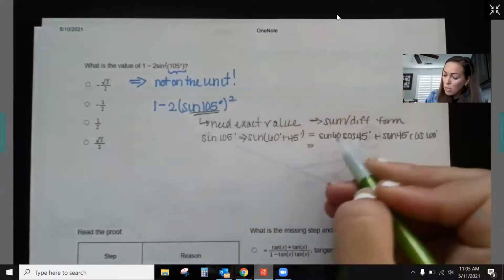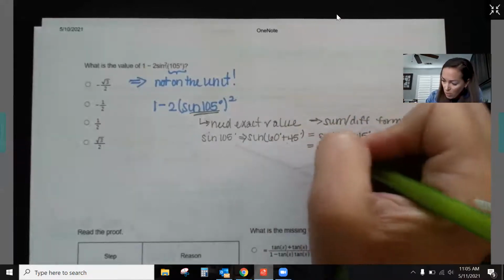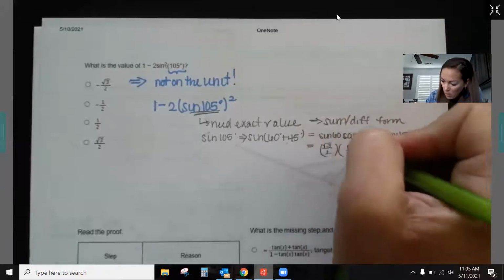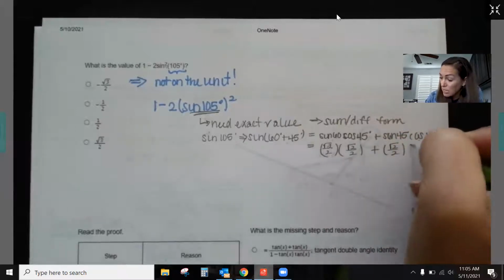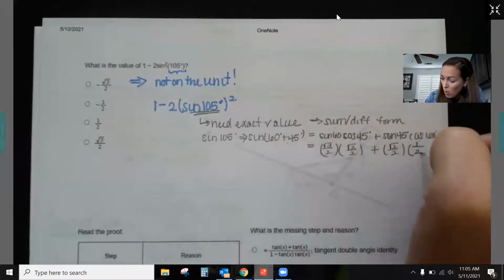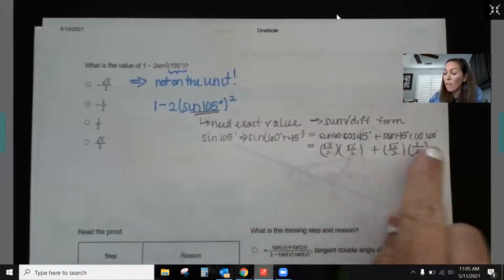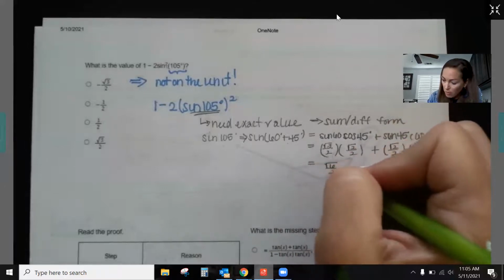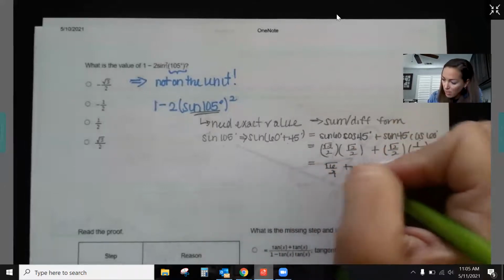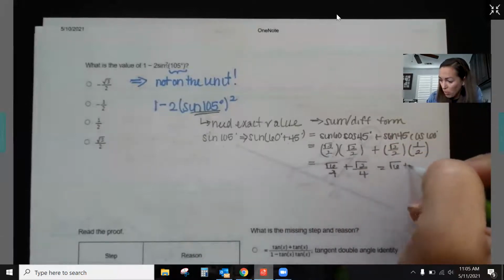I'm going to end up with, I go to my unit circle, sine of 60 degrees is square root of 3/2. Cosine of 45 is square root of 2/2. Plus sine of 45 is square root of 2/2. Cosine of 60 is not negative, it's going to be a positive 1/2. Again, these are all from my unit circle. So I could go ahead and clean it up. This is going to give me square root of 6 over 4, plus square root of 2 over 4. And I could write it all as just one term like this.